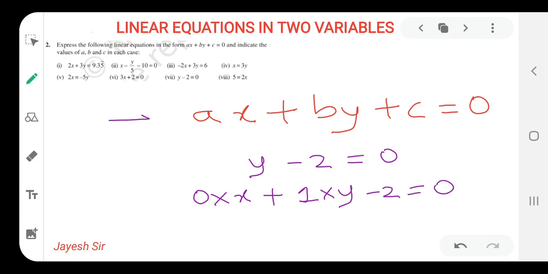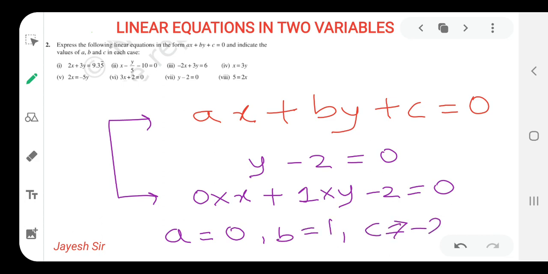Now can you compare these two equations easily? So the value of x we will obtain, or sorry, the value of a we will obtain over here is 0, the value of b will be 1, and the value of c will be -2. I hope you all might be getting it, friends, and that was the easier type of sum.